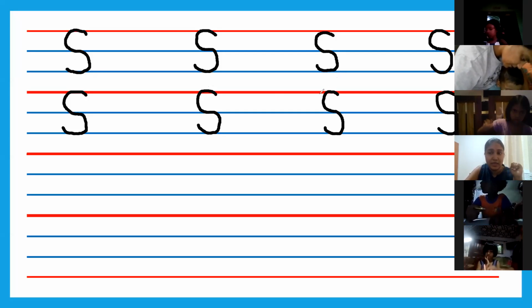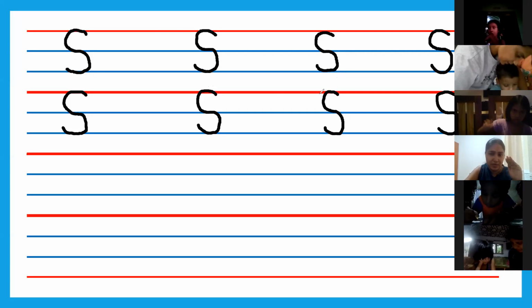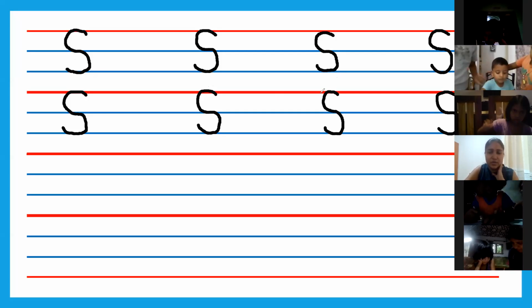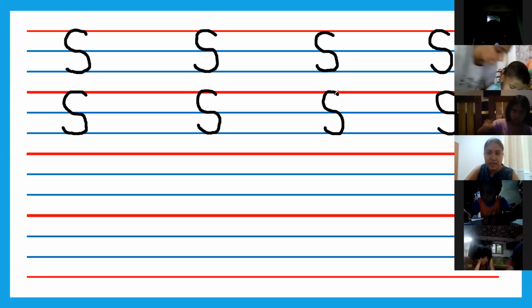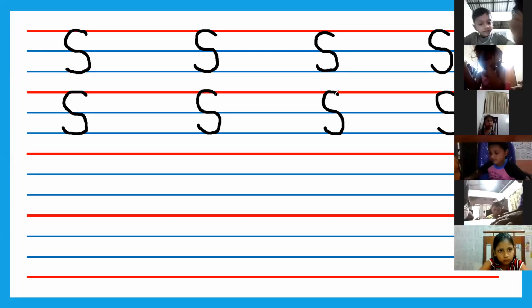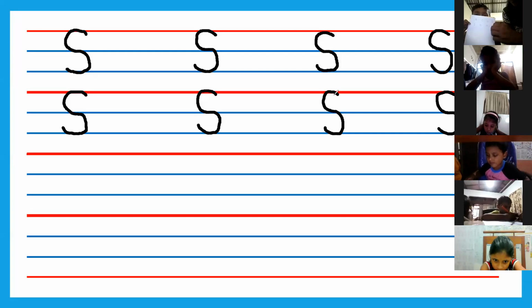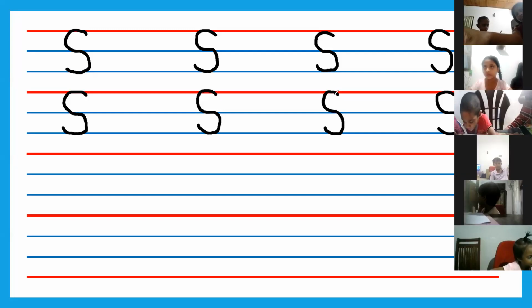You have to write it like this, the rest of it, and finish this page. You have to write the same sound and finish the page. Okay. Write the same sound throughout the page. You have to write the whole page with this. Okay. Uppercase sound. Very good. Some babies have written very well. Well done. Good job. Okay.